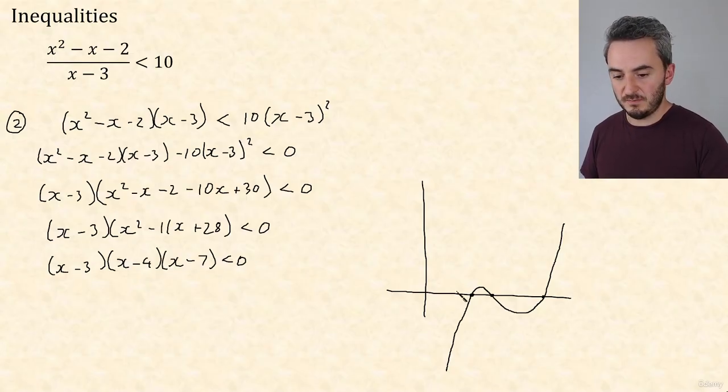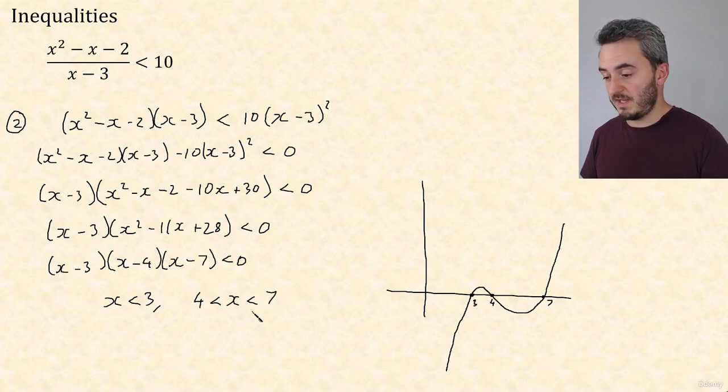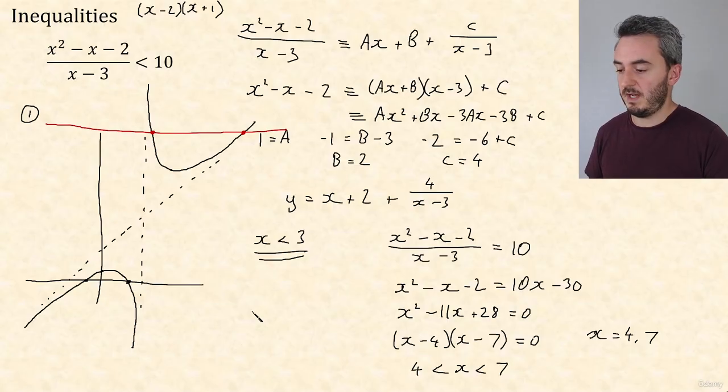So when is it negative? Well, it's negative down here. So that's when x is less than 3. And it's also negative between 4 and 7. So it's also negative between x equals 4 and x equals 7, which is of course exactly the same answer as what we got using this method here, but didn't require the sketch.